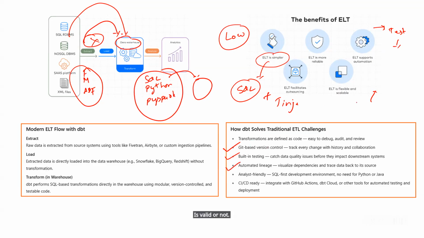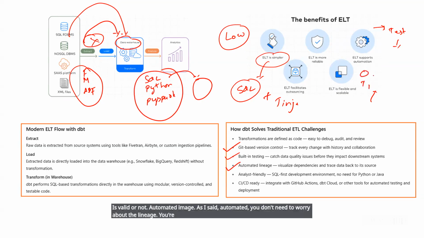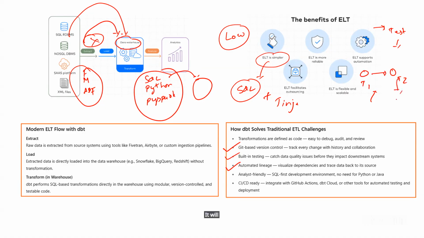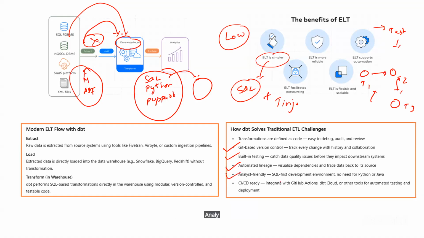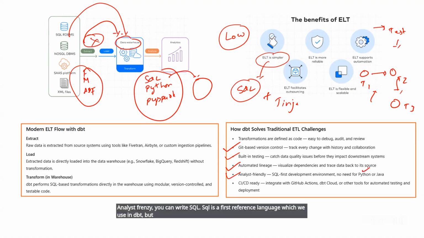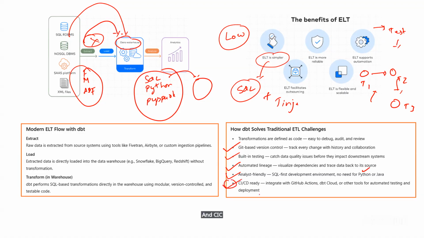Automated lineage. As I said, automated. You no need to worry about the lineage. You are connecting T1 to T2, it will create one lineage. T2 to T3, it will create a lineage automatically by itself. Analyst friendly: you can write SQL. SQL is the first preference language which we use in DBT. But even nowadays, Python is supported, and CI/CD is integrated inside your DBT.